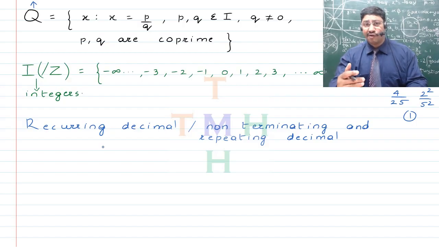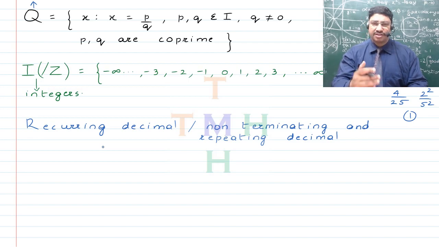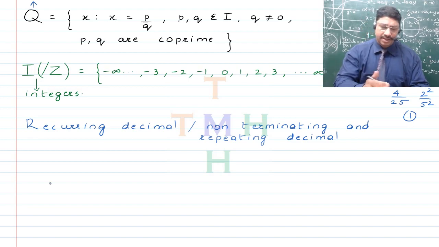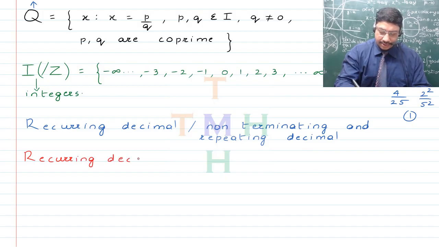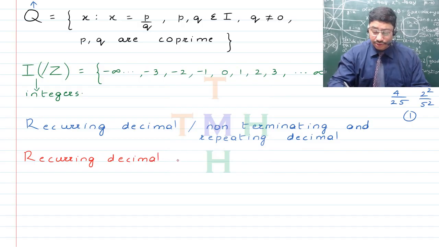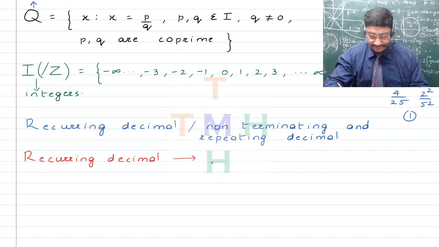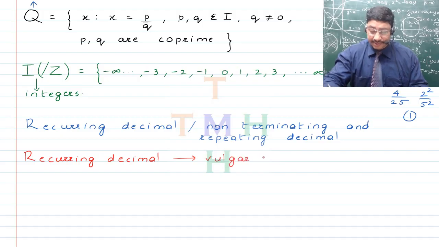That means in the form of P upon Q. Now when we talk about these fractions, these have a special name. So our task is to convert the recurring decimals to fractional format. So let's say we have a recurring decimal. When we convert it to a fraction, right, then that fraction is known as a vulgar fraction, or it is also known as a simple fraction, right?